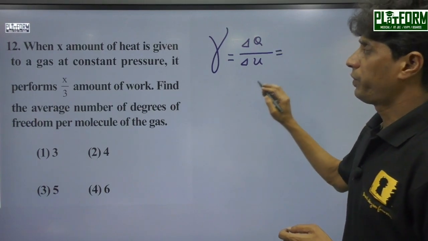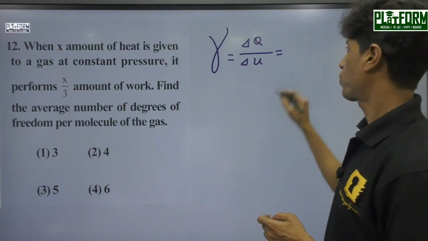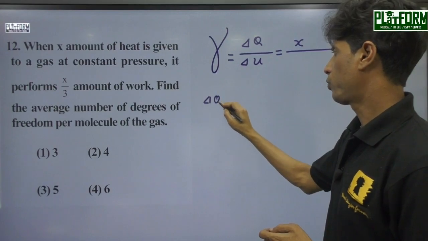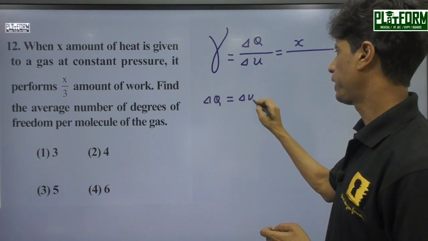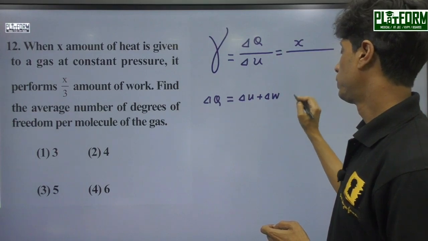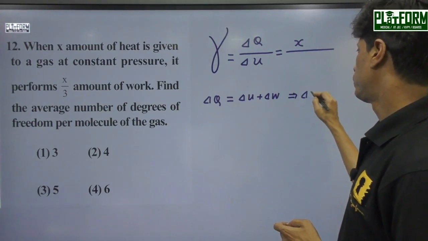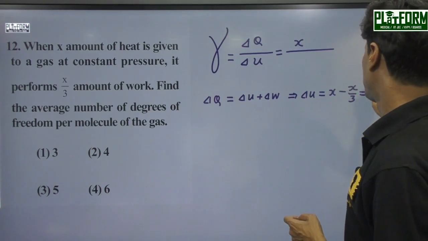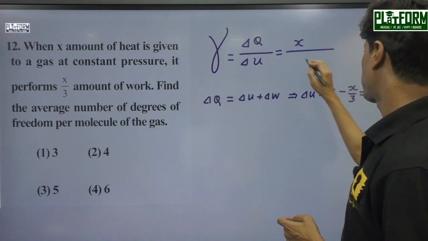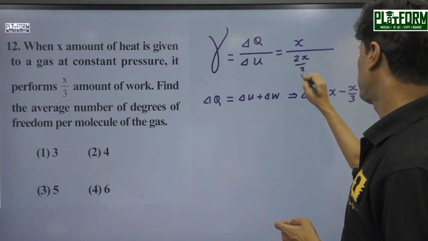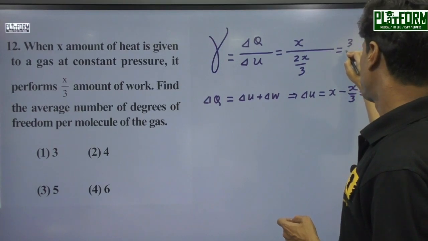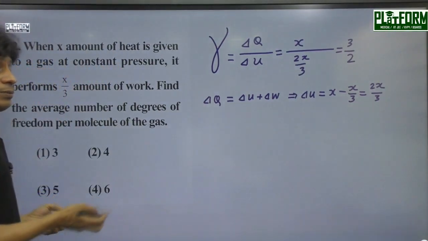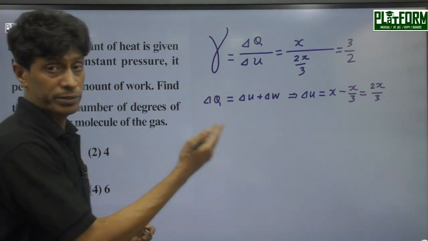You know the amount of heat given in this process is x, and from the first law, del Q equal to del U plus del W. So del U equal to x minus x by 3, and this is 2x by 3. So this becomes 3 by 2. So the gamma exponent of this gas, as given in the question, is 3 by 2.